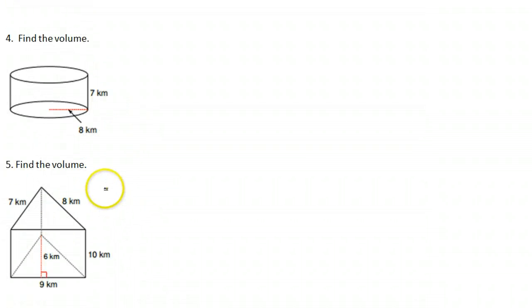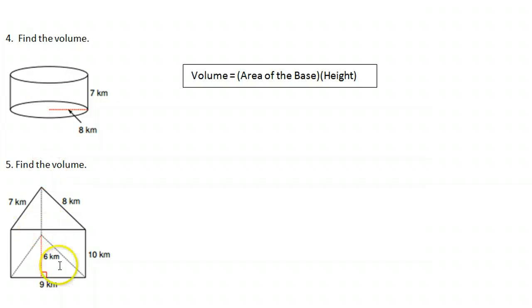Now if the bases are circles, then it's called a cylinder. So this is a cylinder and this is a prism. Anyway, here's the number one thing you need to know about the volume of a cylinder or a prism: the volume is equal to the area of the base times the height.